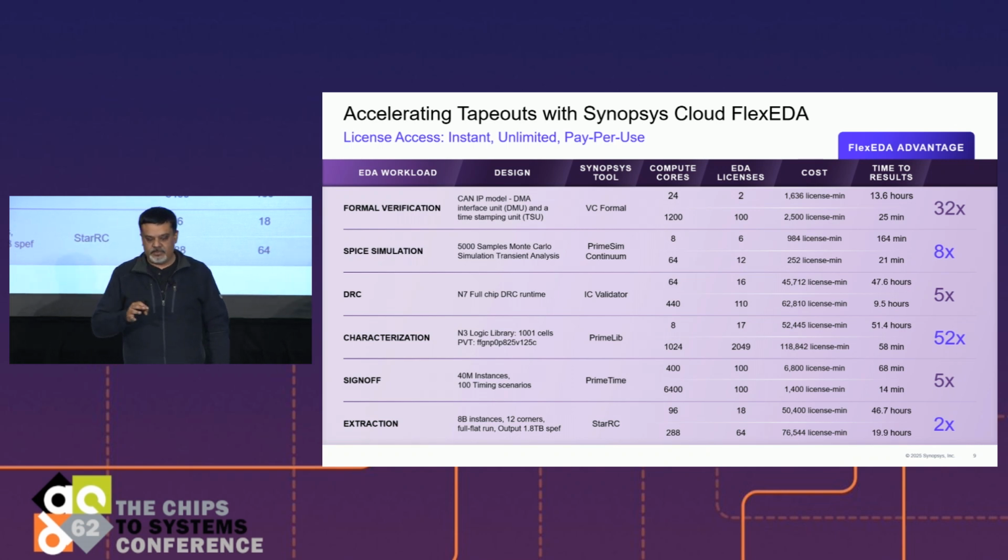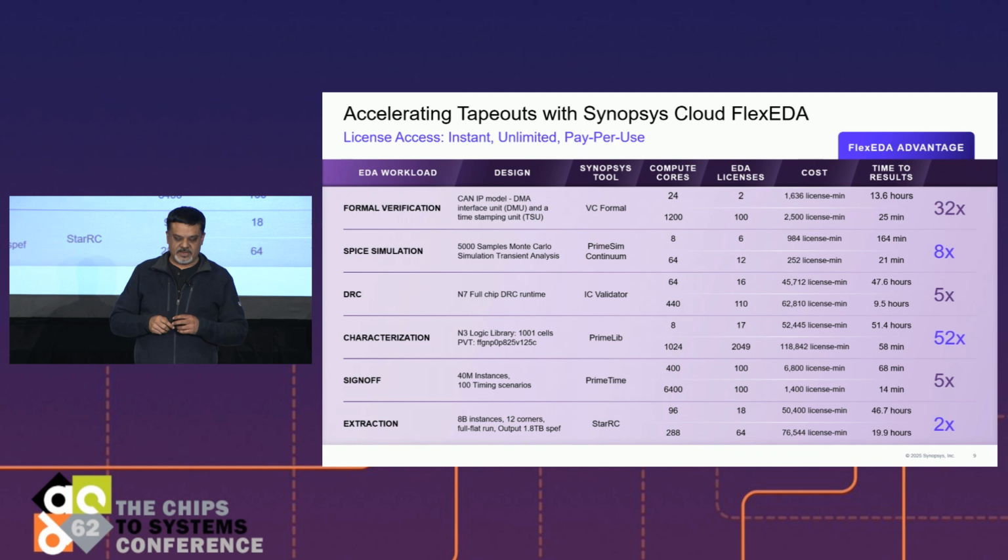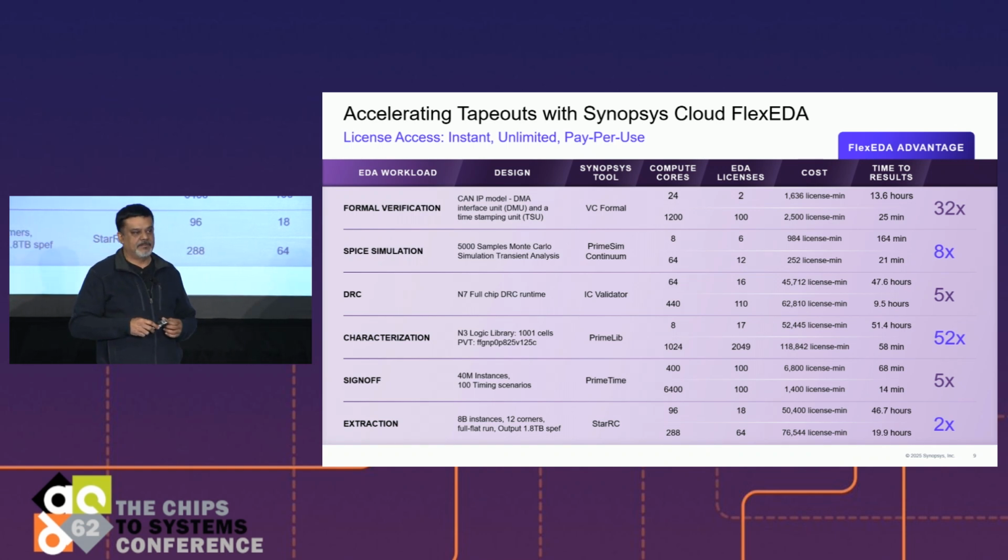Here's some more data. A lot of this is either from our own testing or from our customers who have shared that data. Different types of tools, different types of EDA workloads, and all of them actually delivering significant improvement. One of the most interesting ones here is library characterization. You see that 52x improvement in time.